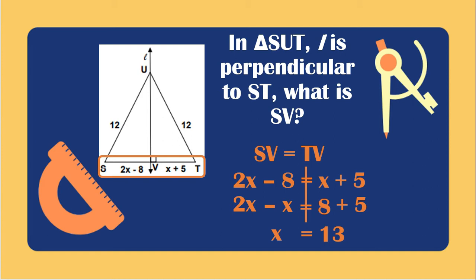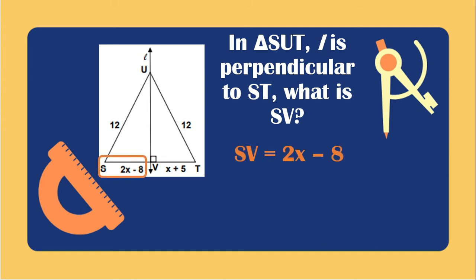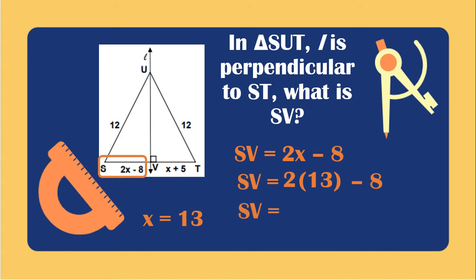So we can now use the value of x to get the value of SV. SV is 2x minus 8. We will have SV equals 2, and then we already know that the value of x is 13, so x will become 13. And then copy negative 8. SV is equal to 2 times 13, that is 26, copy minus 8, and then we simplify. SV is equal to 18. So that is the value of SV.